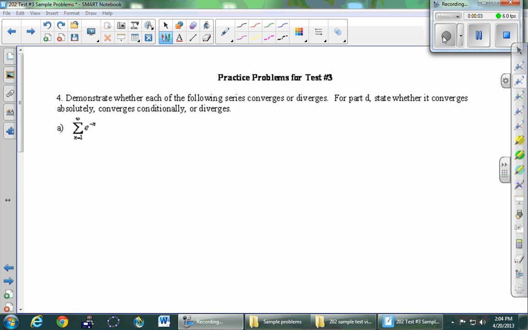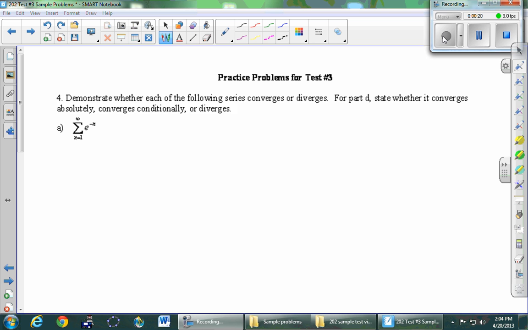This is problem number 4 on the practice problems for test number 3. Demonstrate whether each of the following series converges or diverges. For part D, state whether it converges absolutely, converges conditionally, or diverges. A, summation n equals 1 to infinity of e to the negative n.